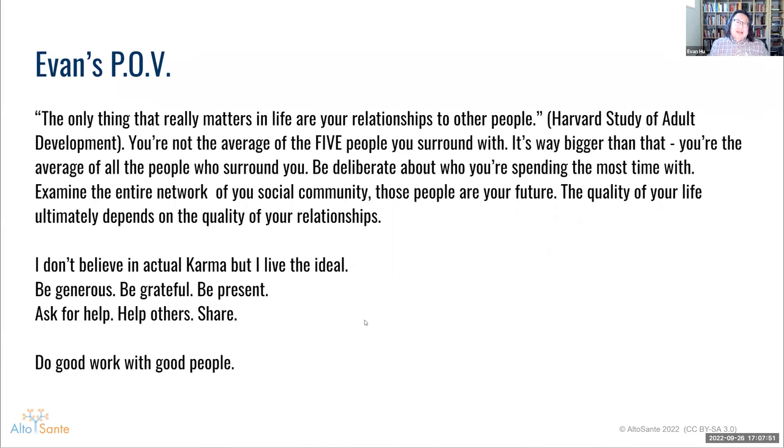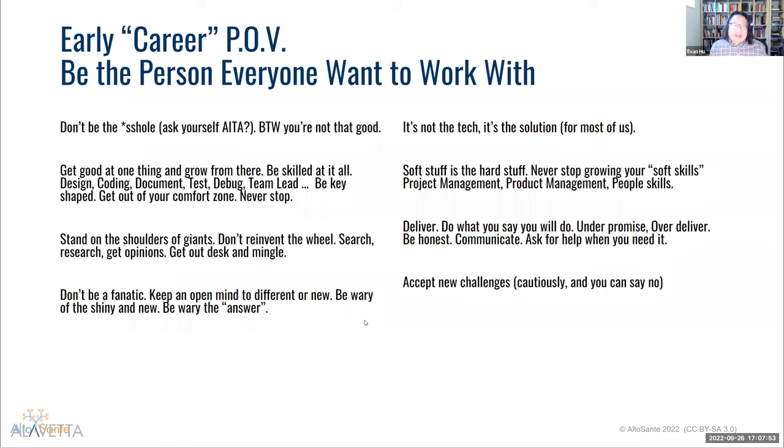So, okay, I would say be the person everyone wants to work with. You're starting to realize I'm going to talk about tech stuff in a bit, but this is all soft stuff. So don't be the asshole. Ask yourself, am I the asshole? For a lot of people in our industry, they have big egos, and no one's that good. You're not that good. I'm not that good.